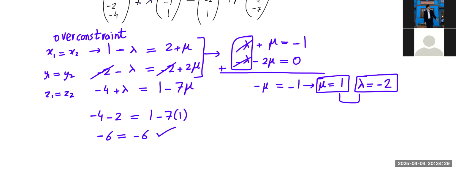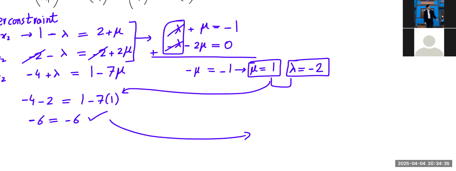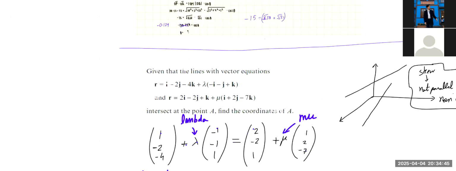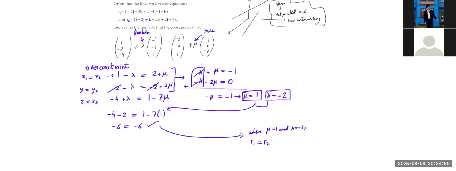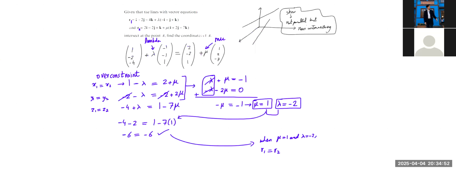So for these lambda and mu values, after checking, of course, I can claim that when mu is 1 and lambda is negative 2, r1 equals r2, if I go back and say that this is r1 and this is r2. However, that's not what they asked for. They said find the point where they meet. So now all I gotta do, what do you think I will do, by the way, to find the actual point where they meet?